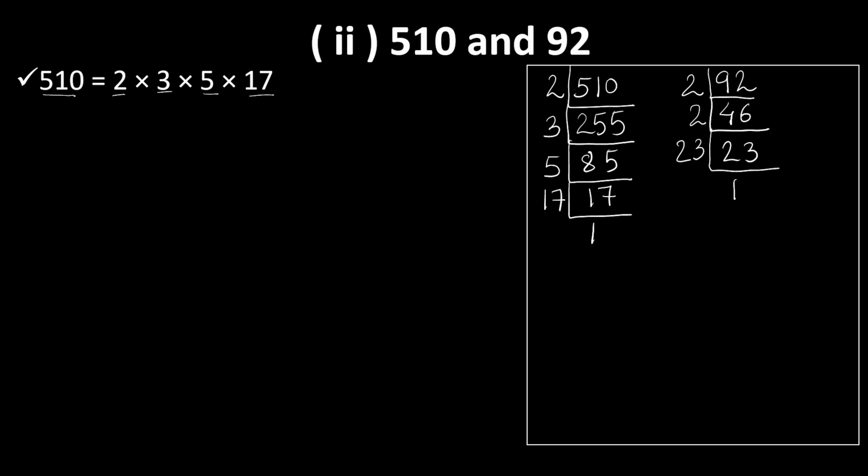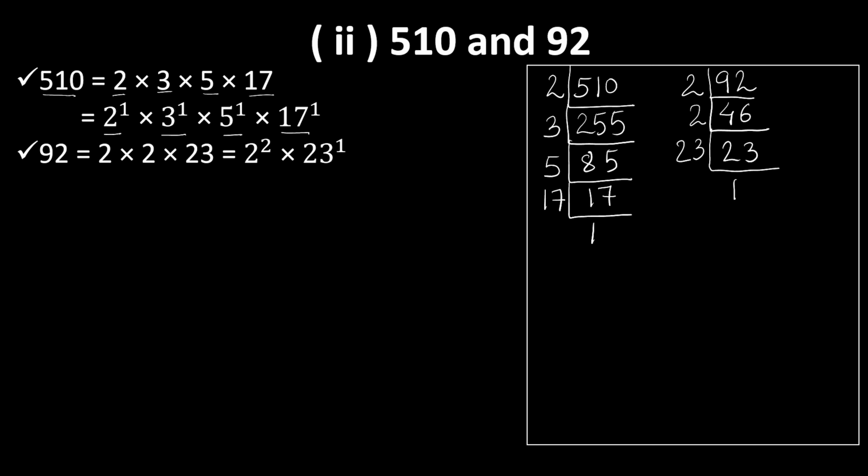So we can observe that every factor here is occurring once. So we will be writing 2 raised to 1 into 3 raised to 1 into 5 raised to 1 into 17 raised to 1. Now let's write down 92 as a product of the prime factors. We will be writing 92 equals 2 into 2 into 23, which can be written as 2 raised to 2 into 23 raised to 1.